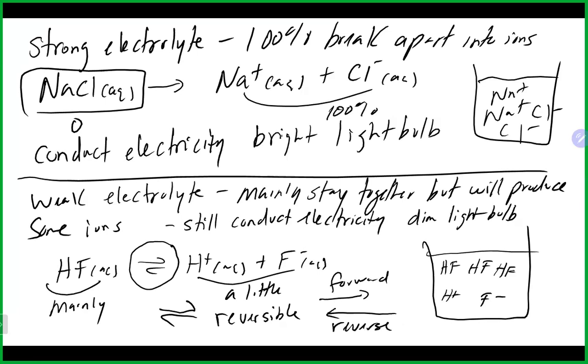It will eventually come to what's known as chemical equilibrium. That's what you'll talk about in Chem 1B. Eventually, the rate at which it goes back and forth will be equal, which is a chemical equilibrium.